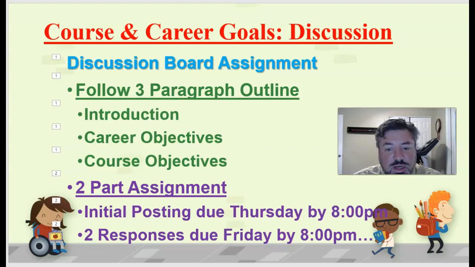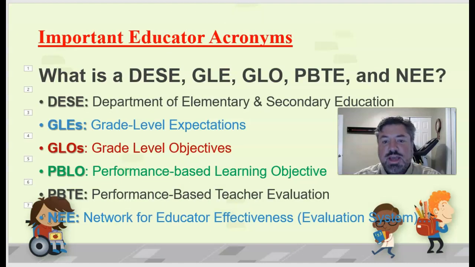So your initial posting is going to show up on your to-do list, but your 2 responses won't show up on your to-do list. You're just going to have to remember to come back and do those. So it's a 2-part assignment. To earn full credit, you need to complete both parts as explained in the assignment. All right? So let's get to today's learning.